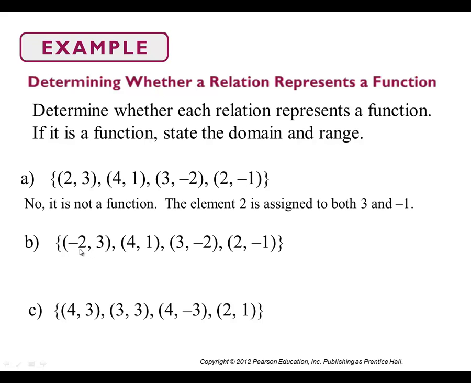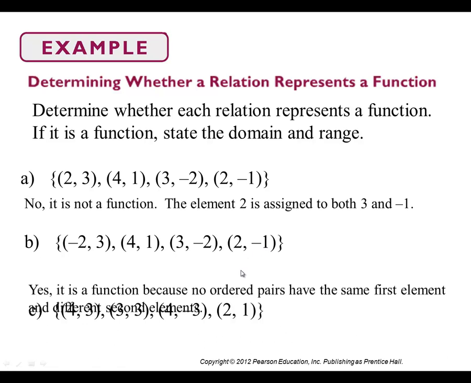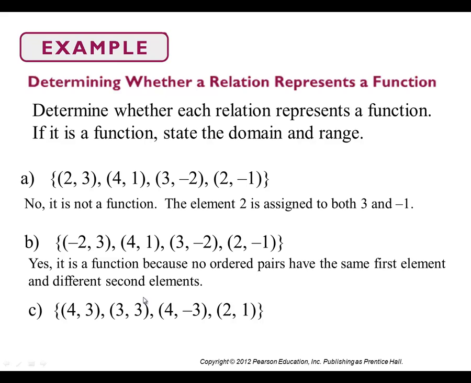So let's see here. We have negative 2. There's only one x value that has negative 2. There's only one x value that has a 4. The x value 4 has only one y. This negative 2 has only one y. This x value 3 has only one y, which is negative 2. This 2 has only one y value, negative 1. So this would be a function.